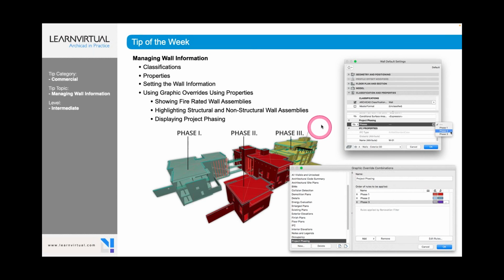Okay, we can also use our properties. We can add in a phase property. And so now we could select phase 1, phase 2, and phase 3. And now those properties will help us separate the 3 buildings from each other based on what phase property they have.